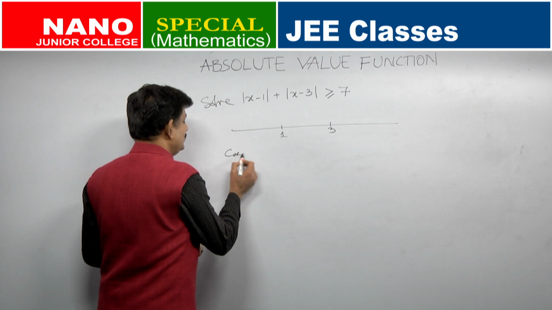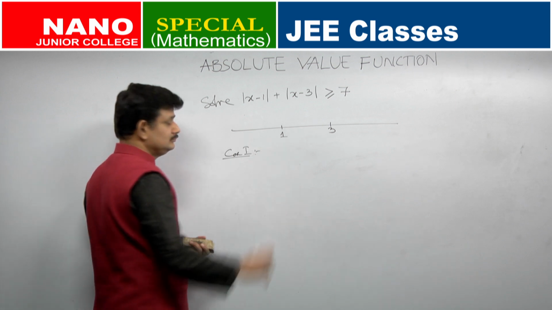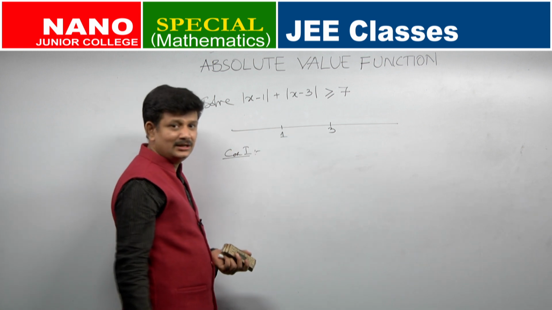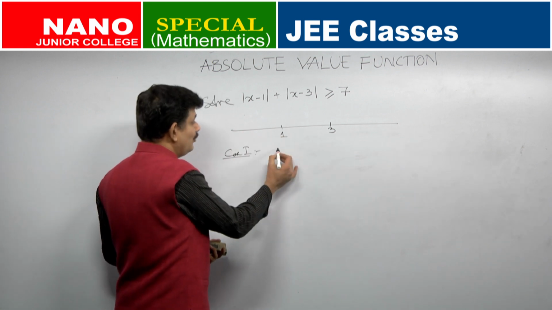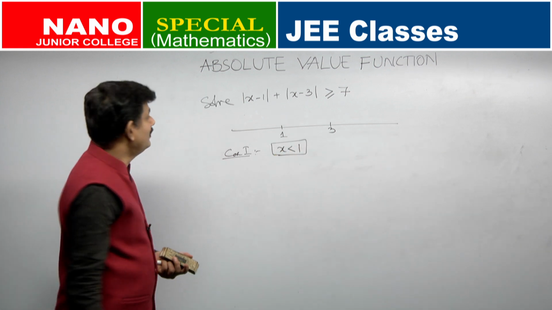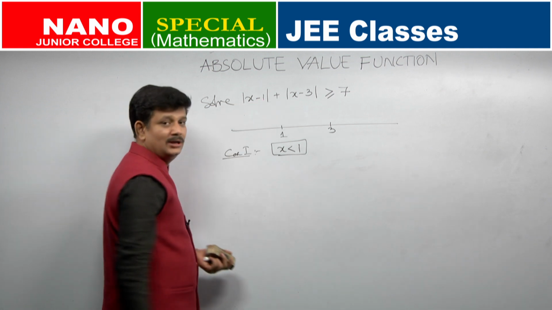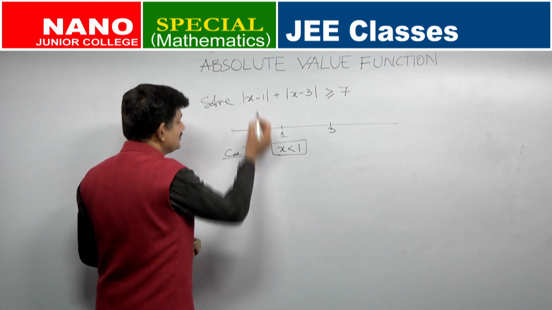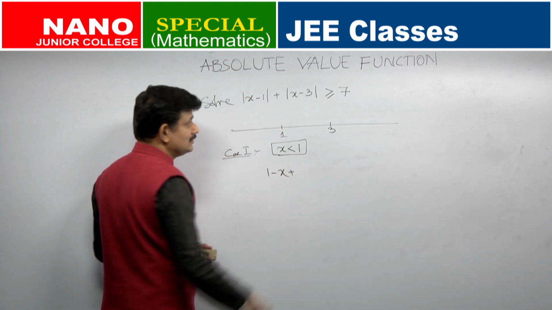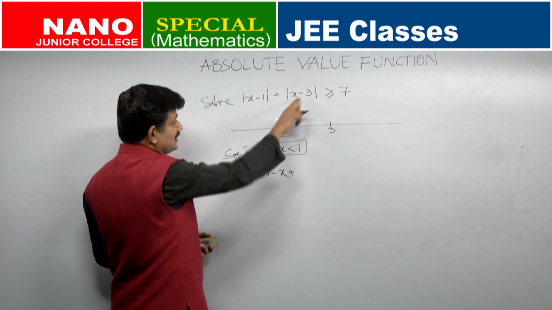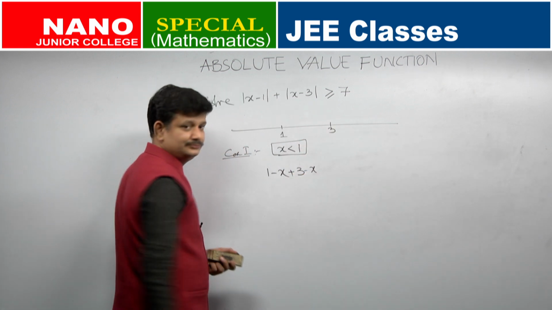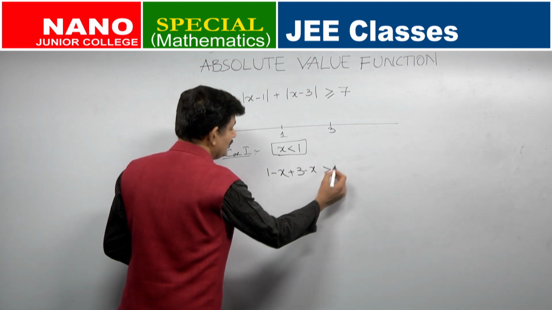So, let me look at case 1. Case 1 is the set of all numbers less than 1. So, in this particular case x is less than 1. Whenever x is less than 1, what will happen? Mod x minus 1, since x is less than 1, will be 1 minus x, plus, since x is less than 1, it will also be less than 3, so this will be 3 minus x. So, this is greater than or equal to 7.